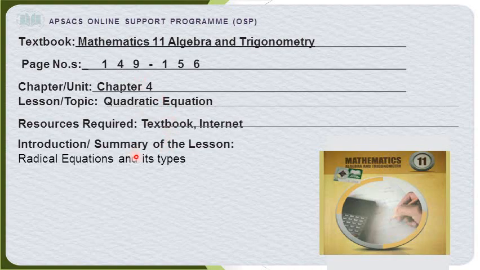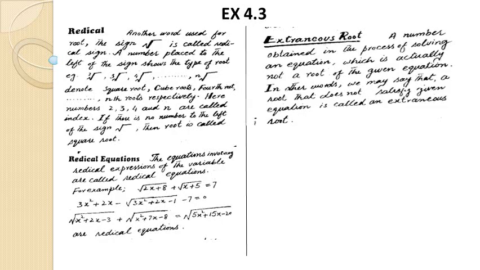Okay, today you will learn about radical equations and their types, and you can see it from page 149 to 156. You know that chapter number 4 is going on. In exercise 4.3, we have to look at radical equations. And what is a radical equation?